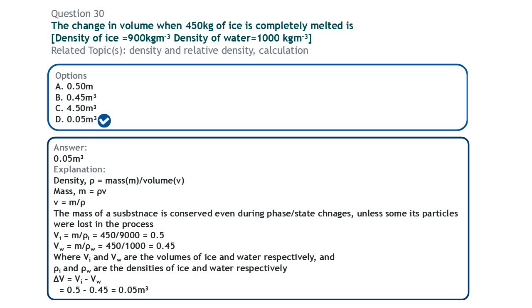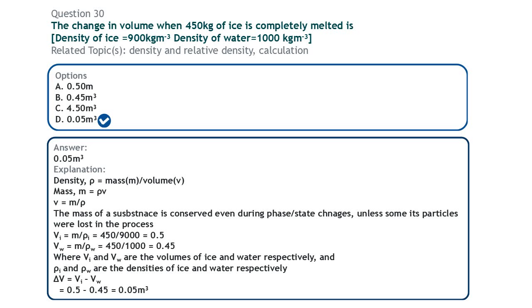Now where Vi and Vw, as we've stated, are the volume of the ice and the volume of the water, and this is the density of the ice and this is the density of the water. So the question is to find the change in the volume. The volume of the ice is 0.5, the volume of the water is 0.45. You can see that the volume of ice is greater than the volume of water, because you can think of ice as puffed water. So if you have ice and water of the same mass, the ice would be bigger, so it has a greater volume than the water.